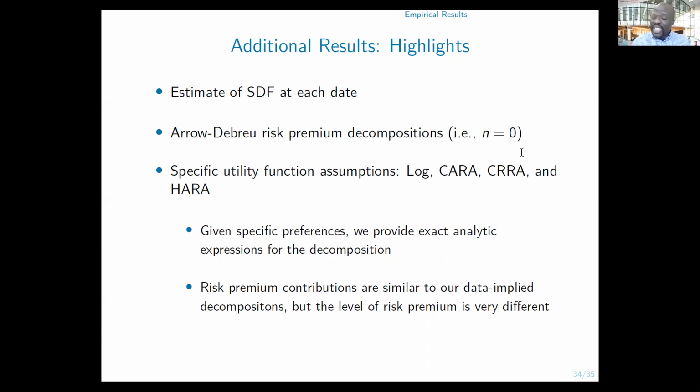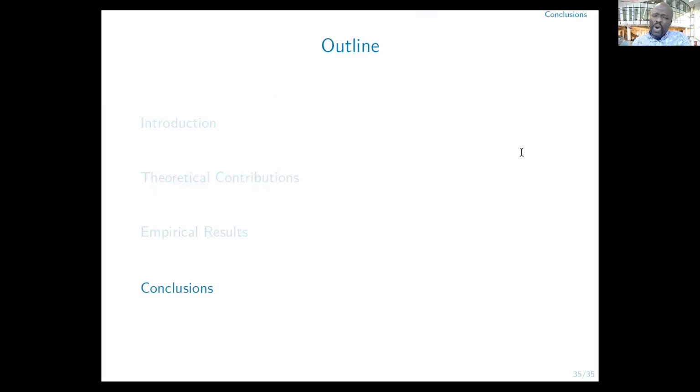What is really interesting is that we can see that the level of the risk premium is different if you look at these utility functions, but the contribution seems to be the same. So if you compare the contribution in the data-implied result I presented earlier to the utility-based result, the contributions are almost the same. Not exactly, there are a little bit of variations sometimes, but they are similar. So that's what I want to mention.